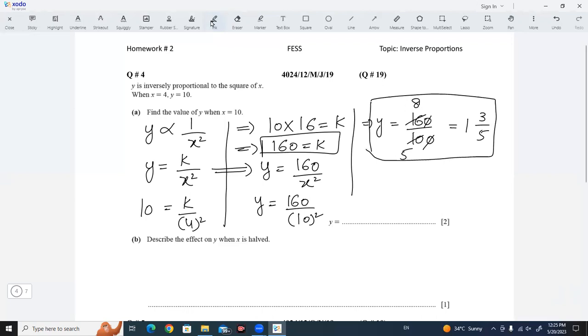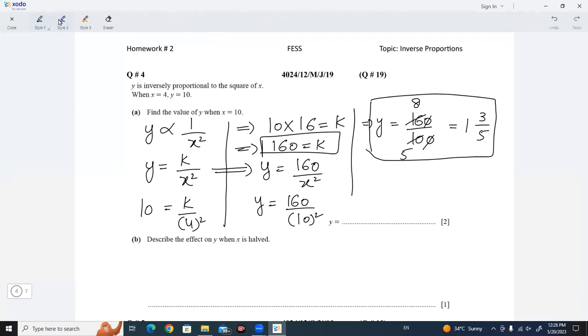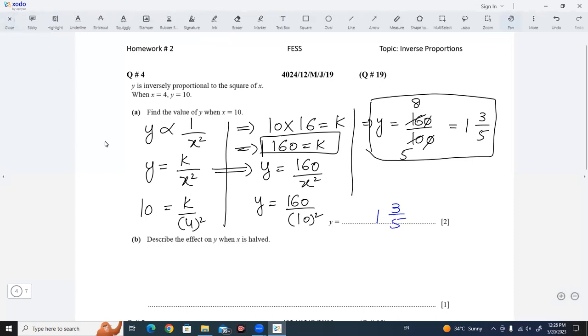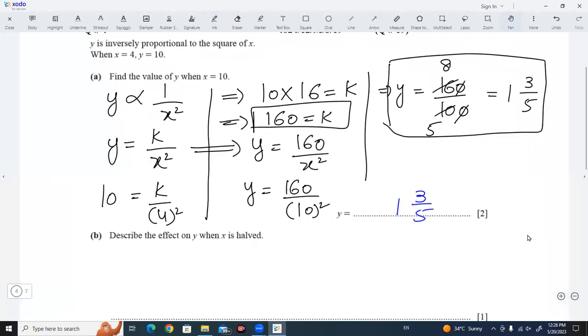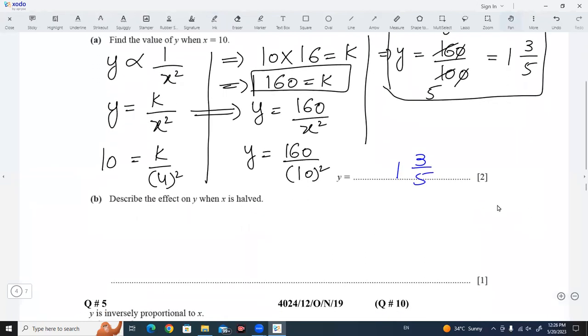Now putting the answer in the given space, write this down, it becomes 1 whole 3 over 5. So in the next question, they are saying that we have to state, means describe, the effect on y when x is halved. What does this mean? It means that if we take half of the value of x, what will be happening to y? So remember this equation connecting x and y.